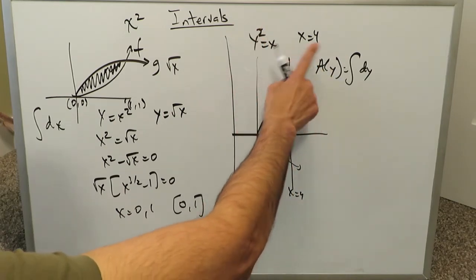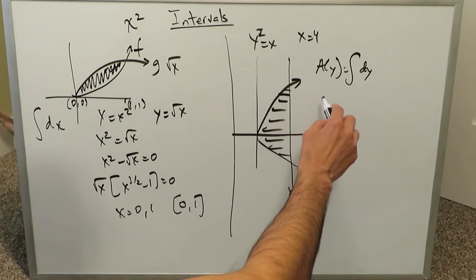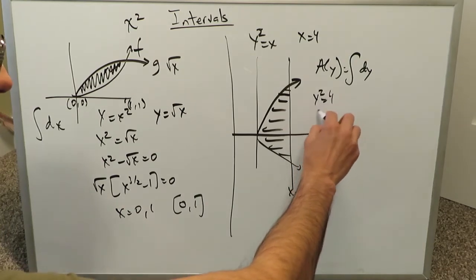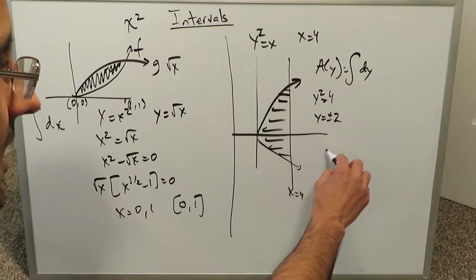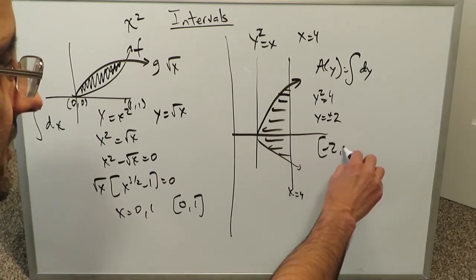Here's x equals y squared and x equals 4. You got to make them equal to each other. Y squared is equal to 4 and y is equal to plus and minus 2. Right? And that gives you exactly your intervals along the y-axis, minus 2 to 2.